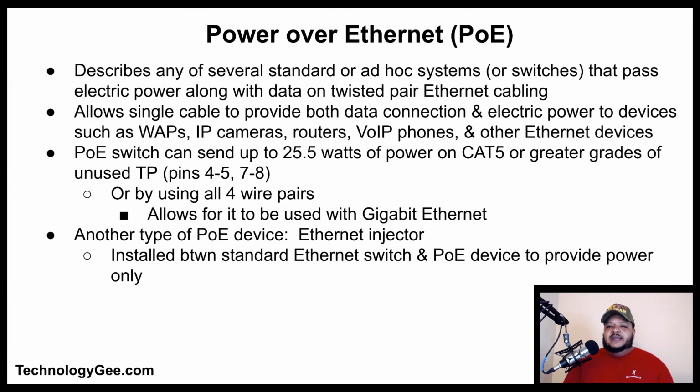The power over Ethernet switch can send up to 25.5 watts of power on Cat5 or greater grades of unused twisted pair wires using pins 4 and 5 or 7 and 8, or by using all 4 wire pairs, which allows for it to be used with gigabit Ethernet. Another type of power over Ethernet device, which is known as a power over Ethernet injector, is installed between a standard Ethernet switch and a power over Ethernet device to provide power only.